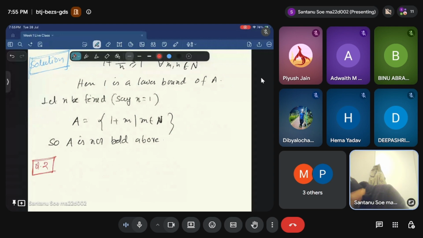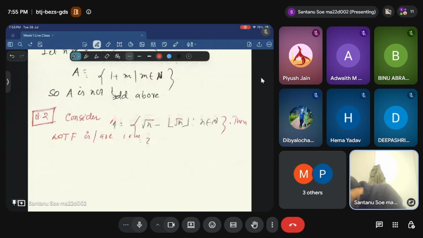So the next question is: consider A equals square root of n minus the floor of square root of n, where n is in N. Then which of the following is true?